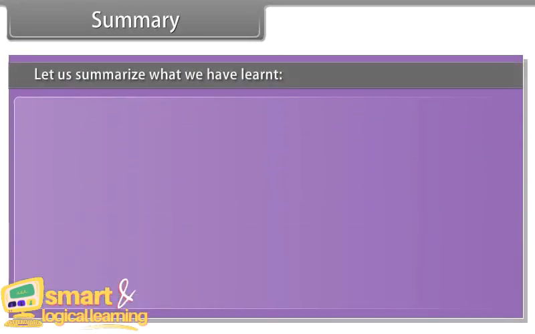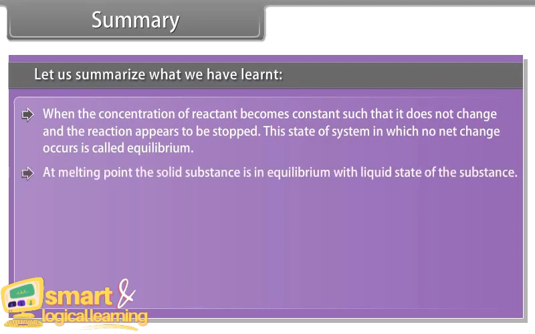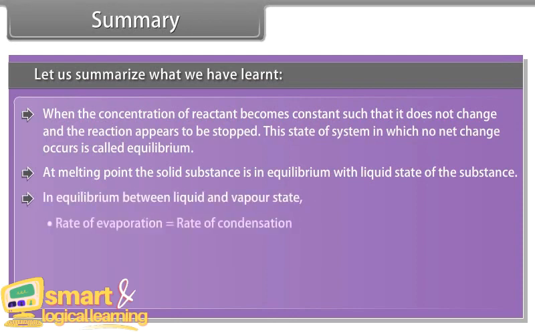Summary. Let us summarize what we have learned. When the concentration of reactant becomes constant such that it does not change and the reaction appears to have stopped, this state of the system in which no net change occurs is called equilibrium. At the melting point, the solid substance is in equilibrium with the liquid state of the substance. In equilibrium between liquid and vapor state, the rate of evaporation is equal to the rate of condensation.